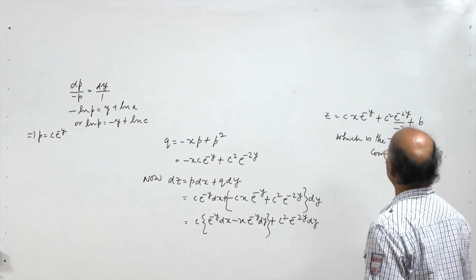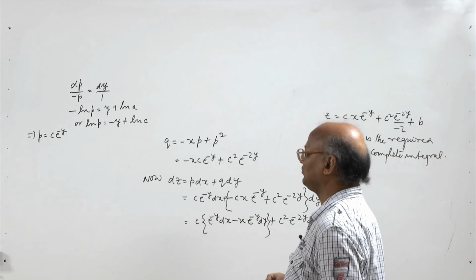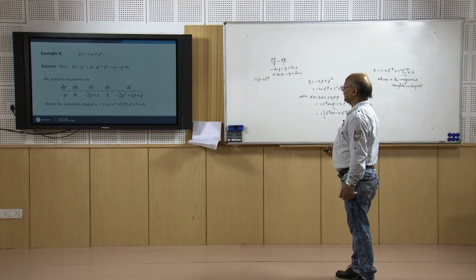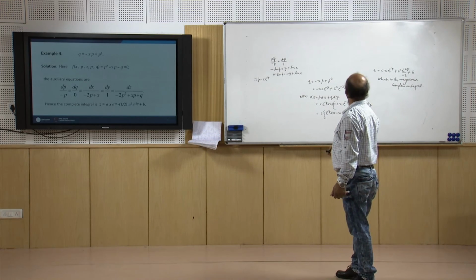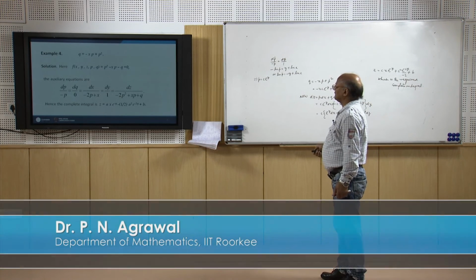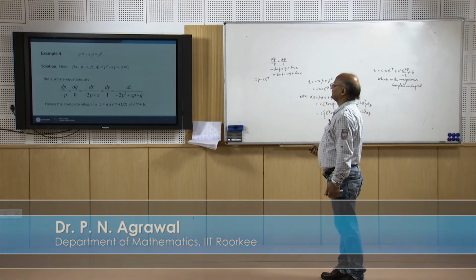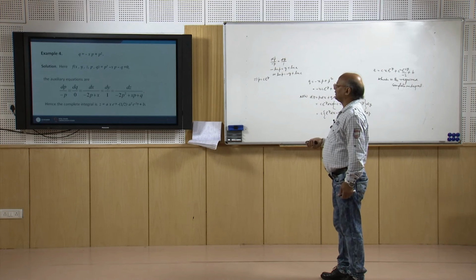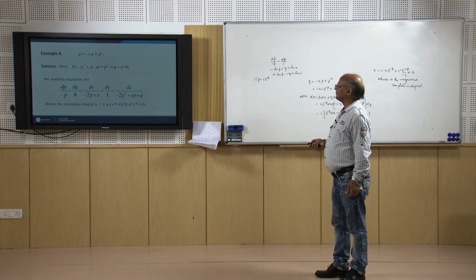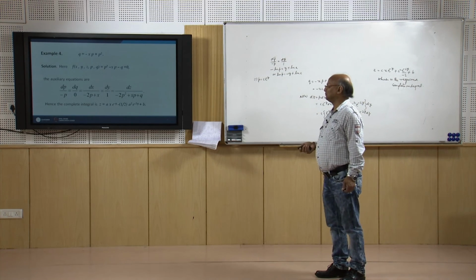Once we have the complete integral, the general and singular integrals can be obtained from it. So, we have written z equal to ax e to the power minus y, where in place of a I have written c there, and then minus half a square e to the power minus 2y plus b. This is the complete integral, and as I said, the general integral and the singular integral can be obtained from this complete integral by applying the usual methods.